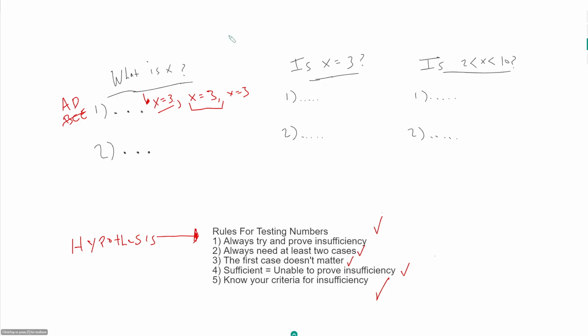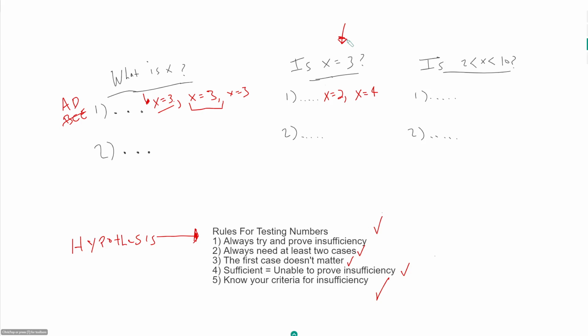So if instead of saying what is X, our question said, is X equal to 3? Again, I plugged in some number and I got X is equal to 2 for my first output. Then I plugged in something else and I got X is equal to 4. Now, if you were still thinking in terms of the earlier question, you might say, oh, I have proven insufficiency because I've gotten 2 different values for X. But you have to know your criteria, which means knowing what your question is asking. And our question is asking, is X equal to 3?